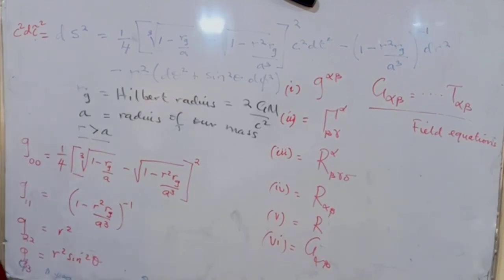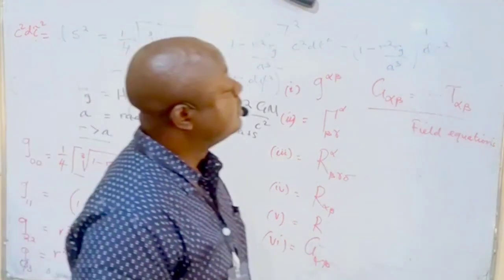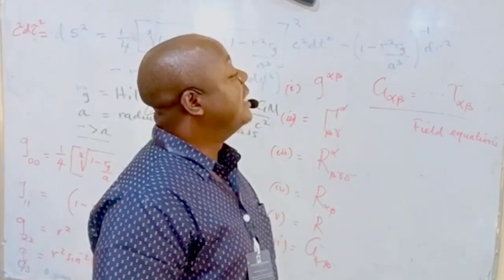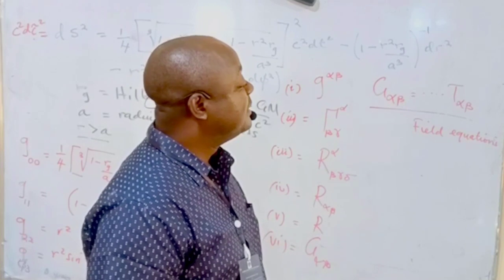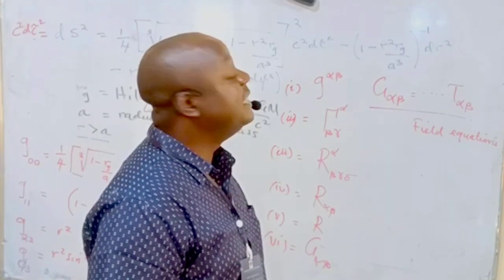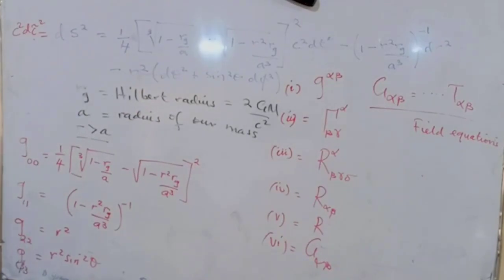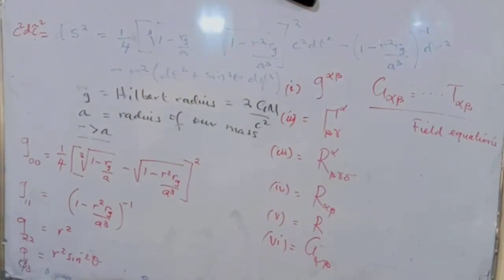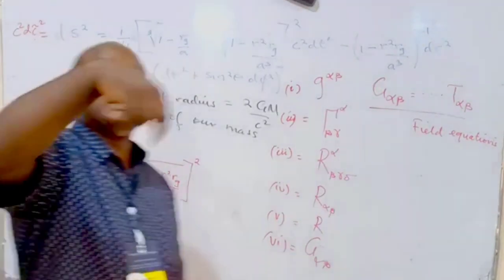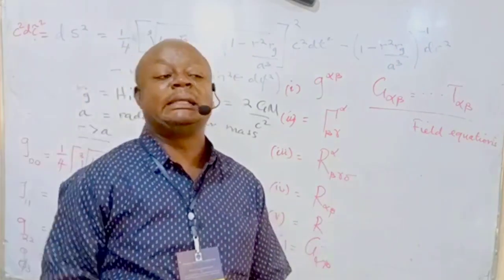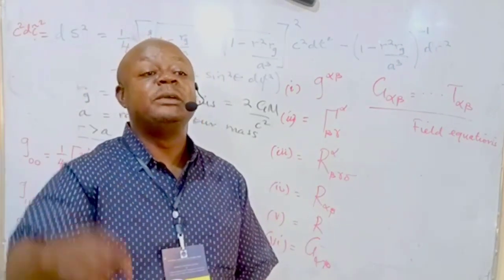Okay, the second one, we'll now derive the field equations interior to the star. Let's imagine there is a particle moving within the star. How will the field equations look like?